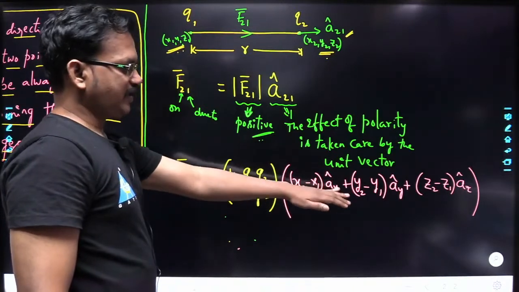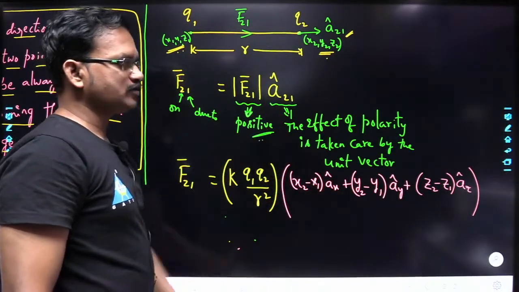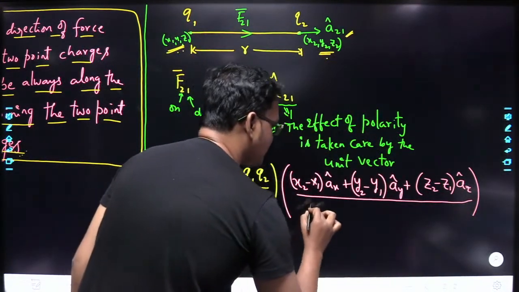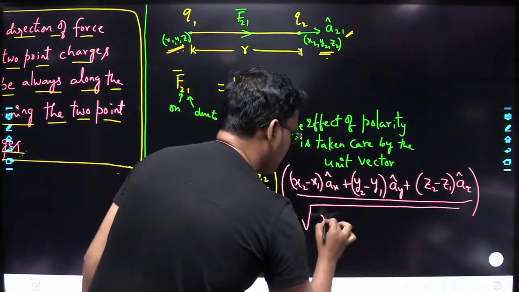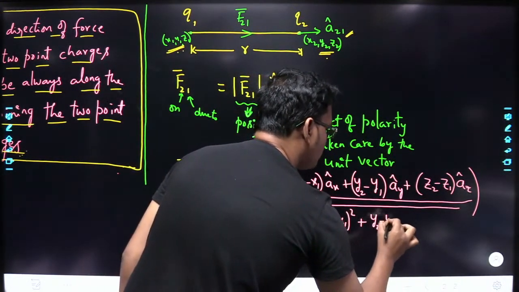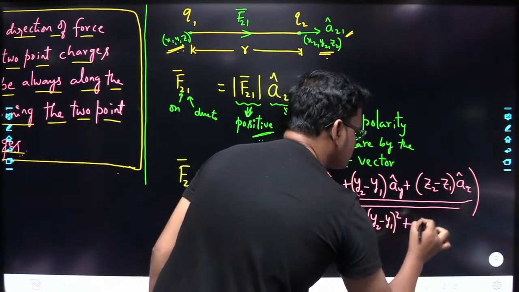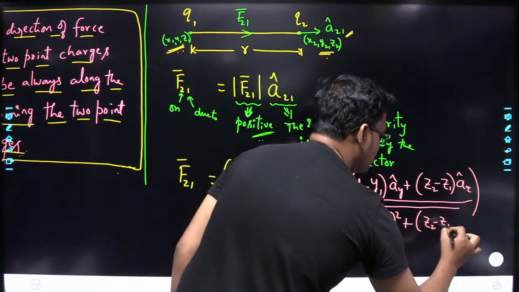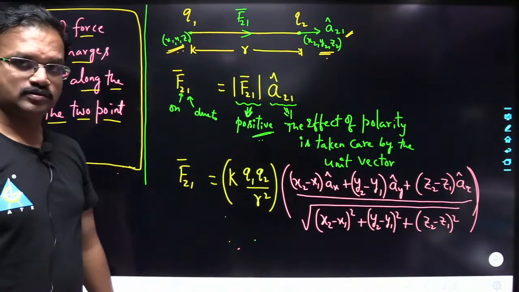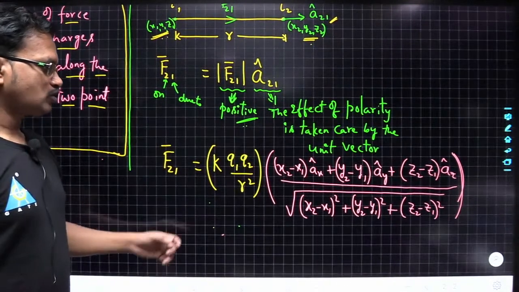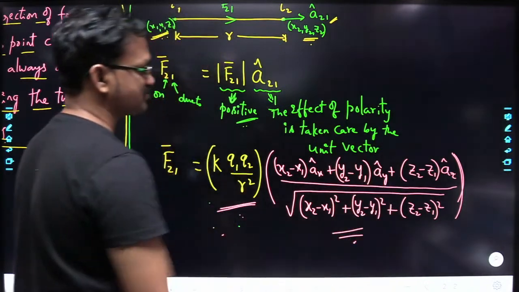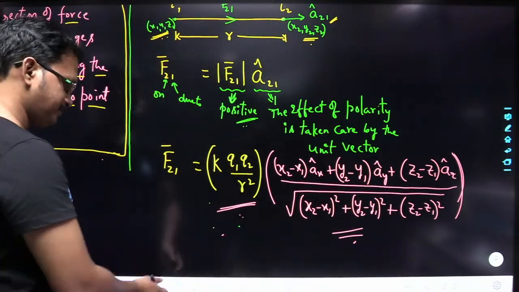Now this vector divided by its magnitude is going to give you the unit vector. So divided by its magnitude. What is its magnitude here? Square root of (x2 minus x1) whole square plus (y2 minus y1) whole square plus (z2 minus z1) whole square. So this is how you have to write the unit vector here, right? Okay. So you have written magnitude as well as direction, right?